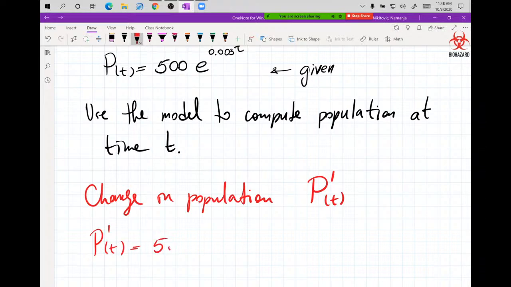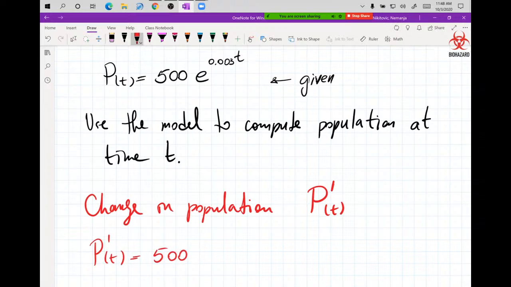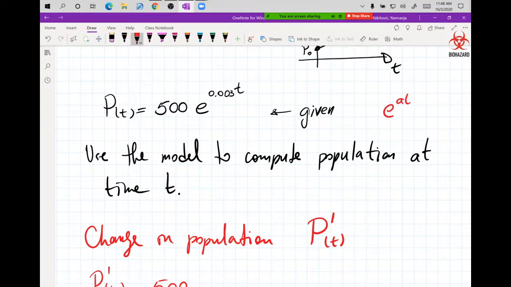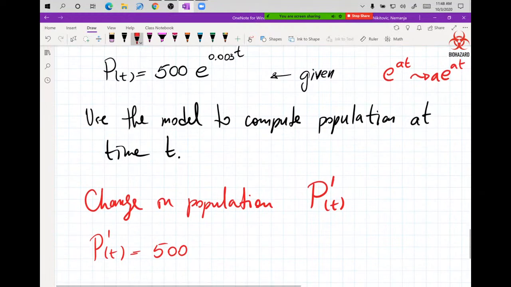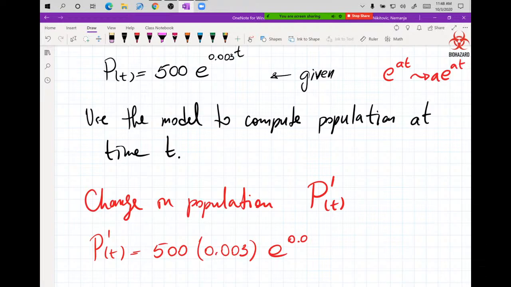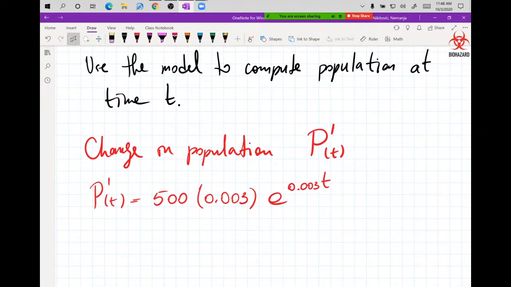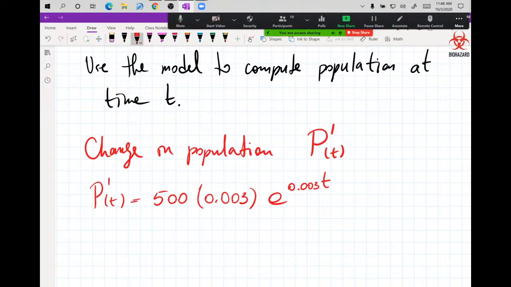which is you copy the constant, and then we said when you have e to the at, it goes to a e to the at. So you have to drop that a, and then copy the function as is. 2 zeros, t. So now you multiply these two numbers. So 2 zeros will knock off 2 decimals, and then 5 times 3 is 15.